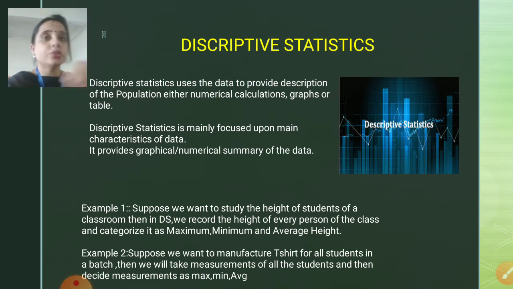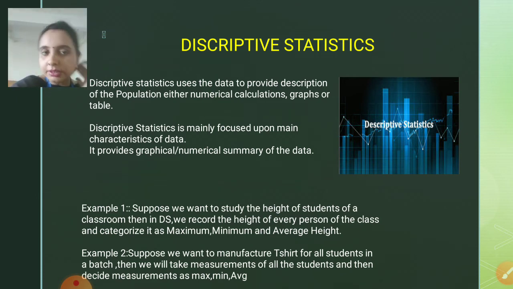So how am I getting this result or conclusion? I am just taking the height of each and every individual, and by looking over all the heights of all 30 students, I am concluding the maximum, minimum and average height of the students of my class.